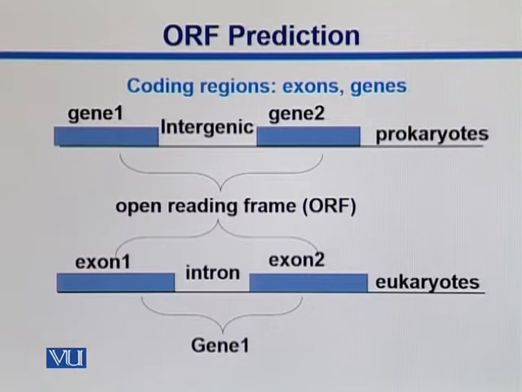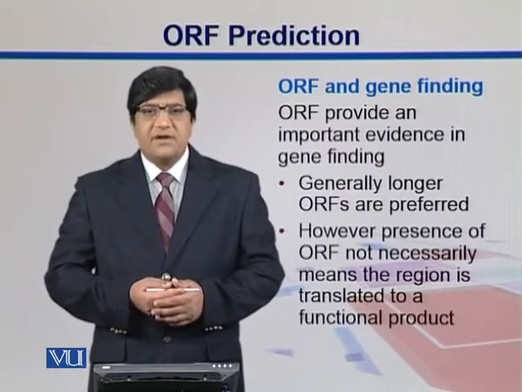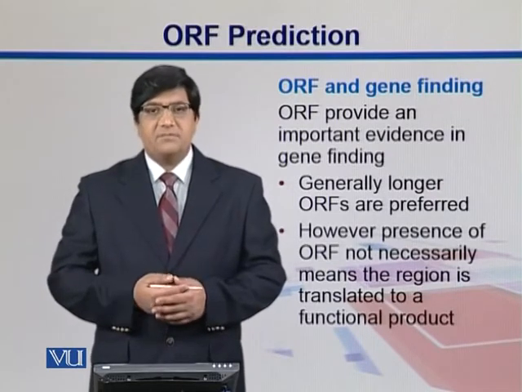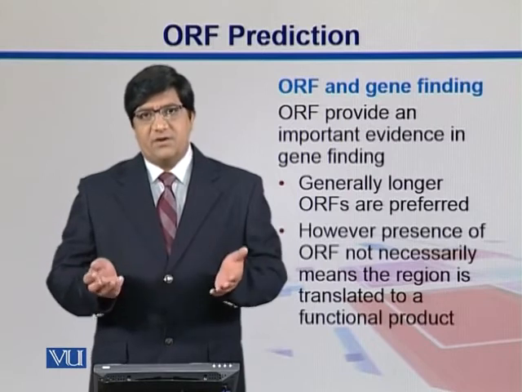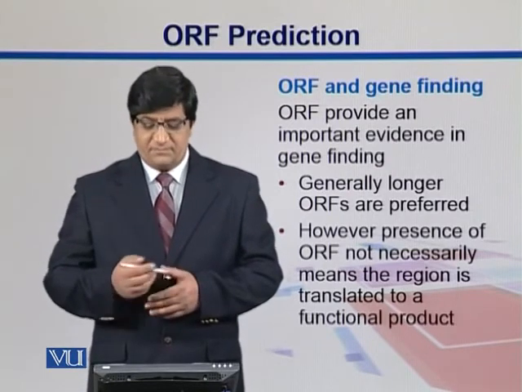So in the top part, we have a longer ORF, and at the bottom part, we have a relatively shorter one compared to the genome size, and those shorter ORFs are actually spanning different exons. ORFs provide important evidence in gene finding. Generally, we go for longer ORFs, and they are preferred, but these ORFs may not actually translate into proteins.